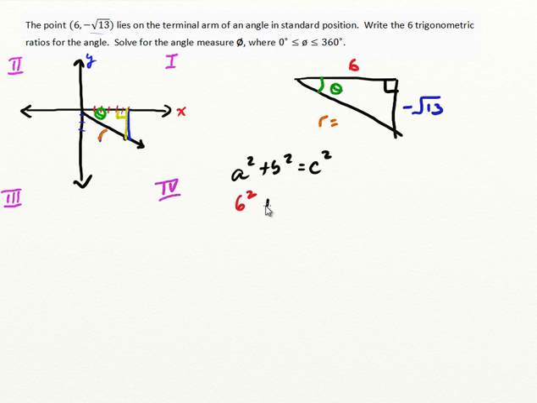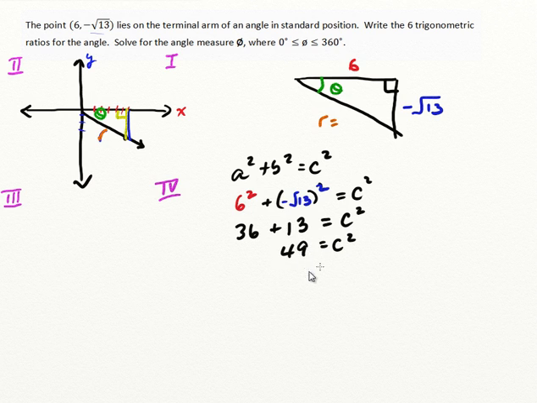And then to that, we will add negative root 13 squared, and that is going to equal c squared, and c is our radius. So 6 squared is 36, plus root 13 times root 13 is just 13, and a negative times a negative is a positive, so this is just going to turn out to be positive 13, and that is going to be c squared. 49 is c squared, meaning our radius c is 7.